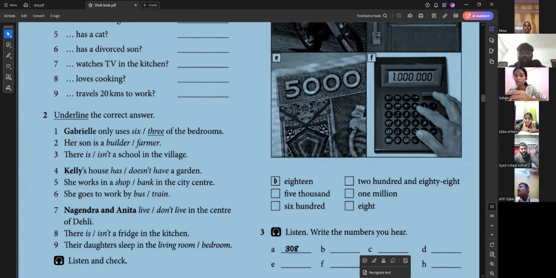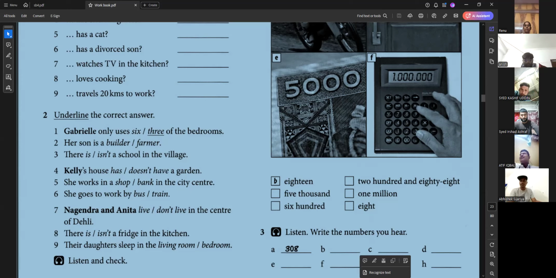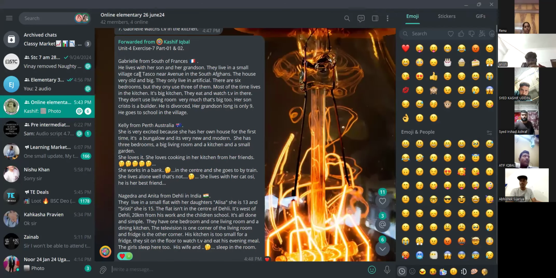It should be called. Look, Kashif. Called. This is the mistake. They live in a small village called, whatever, X, Y, Z, whatever, okay?